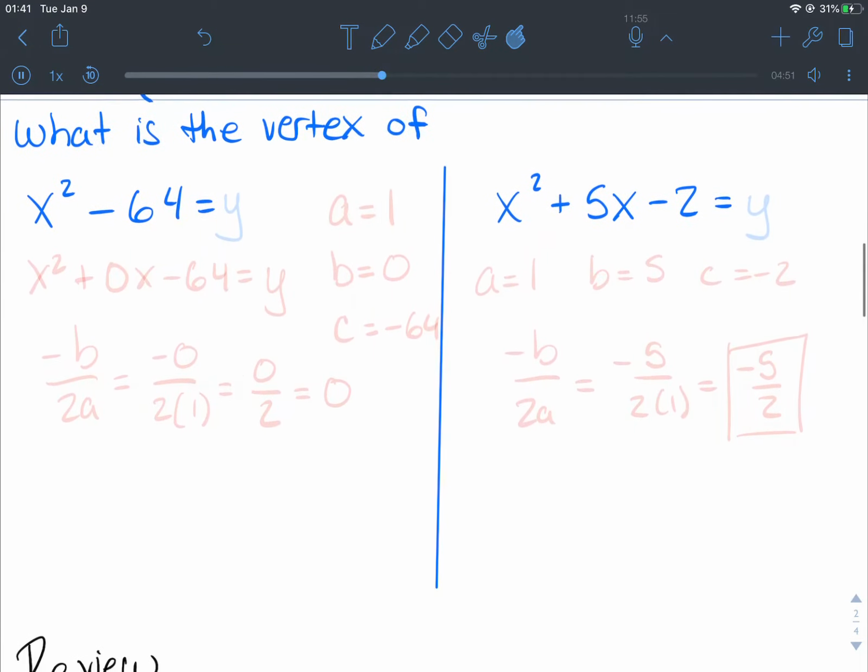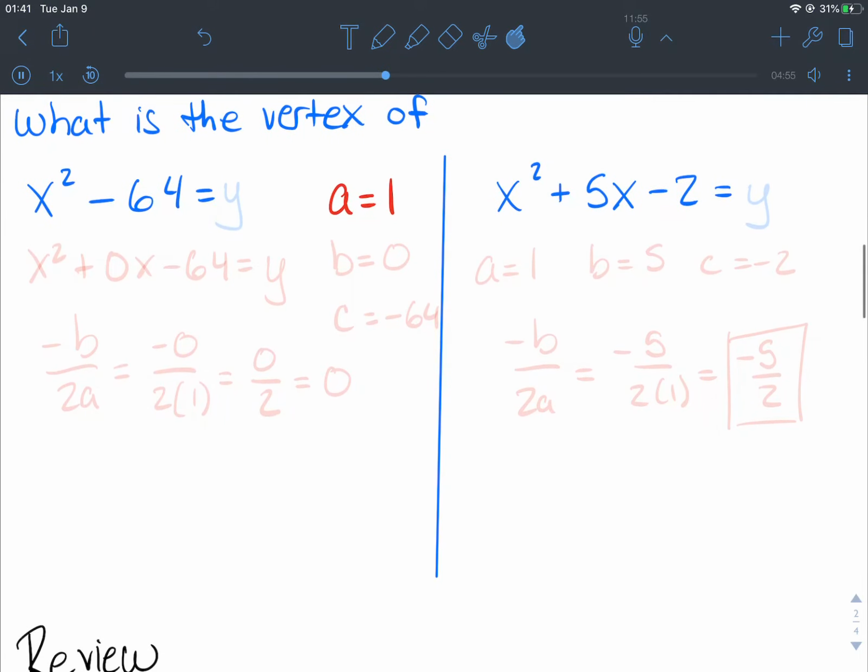X squared minus 64 equals 0. So we know a is 1, b is unknown at this point, and c is negative 64. So we can rewrite this as 0 times x. That's why there is no x term. And let's clean it up.